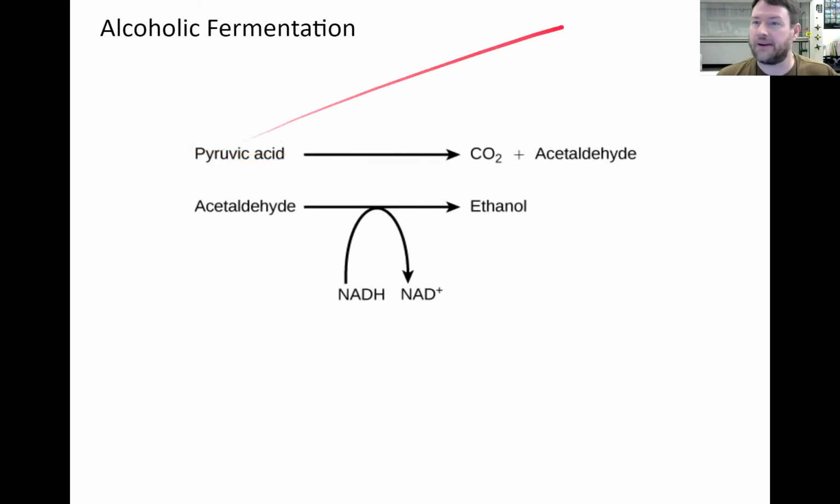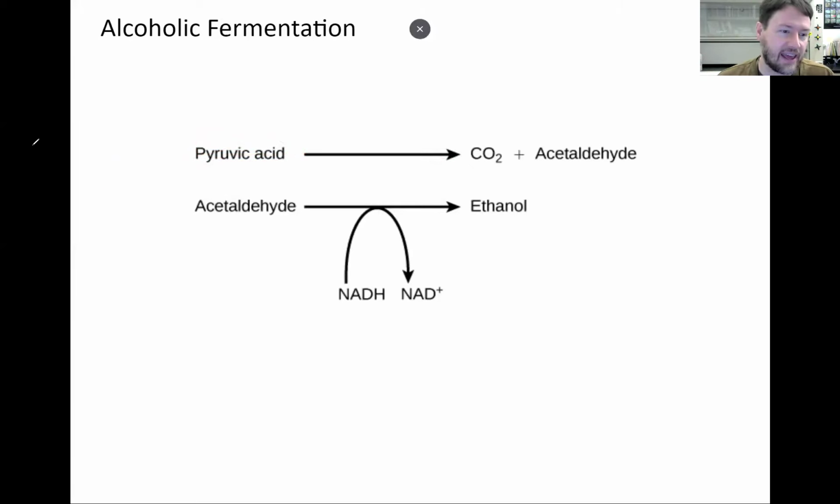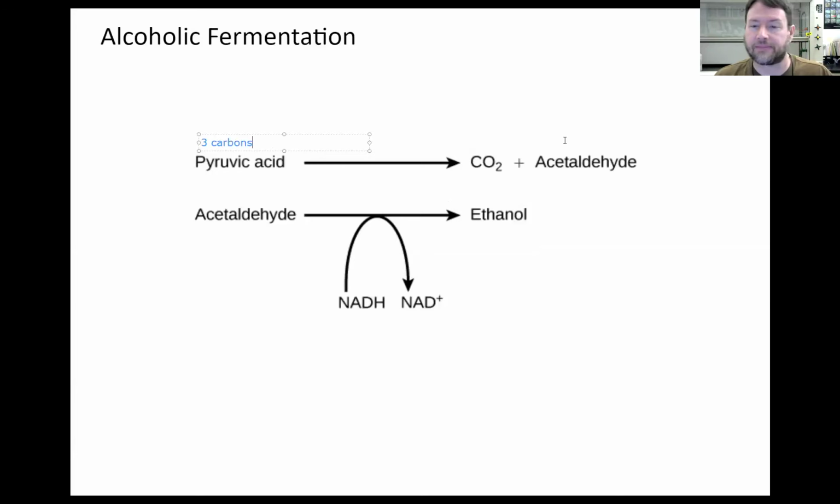That gets broken down. Pyruvate, or pyruvic acid, has 3 carbons. And that gets broken down into carbon dioxide and this other chemical. I'm not even going to say the name. I'm just going to tell you it has 2 carbons. And then that 2 carbon molecule is transformed with the help of NADH into ethanol, which is also a 2 carbon molecule.